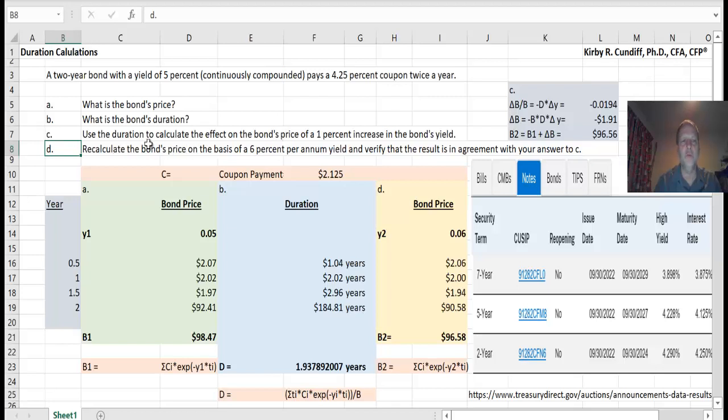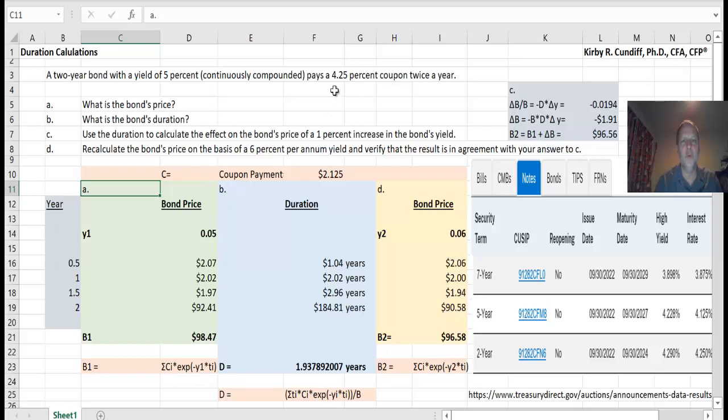So D, we do an exact calculation of the bond's price. C, we use the duration approximation. And for small changes in interest rates, these should be very similar, and we will compare the two. So let's start with part A. The price of a bond is just the discounted sum of all of the cash flows of the bond. So the coupon payments multiplied by exponent of minus the interest rate to the number of years of when the cash flow takes place. So what are the coupon payments?